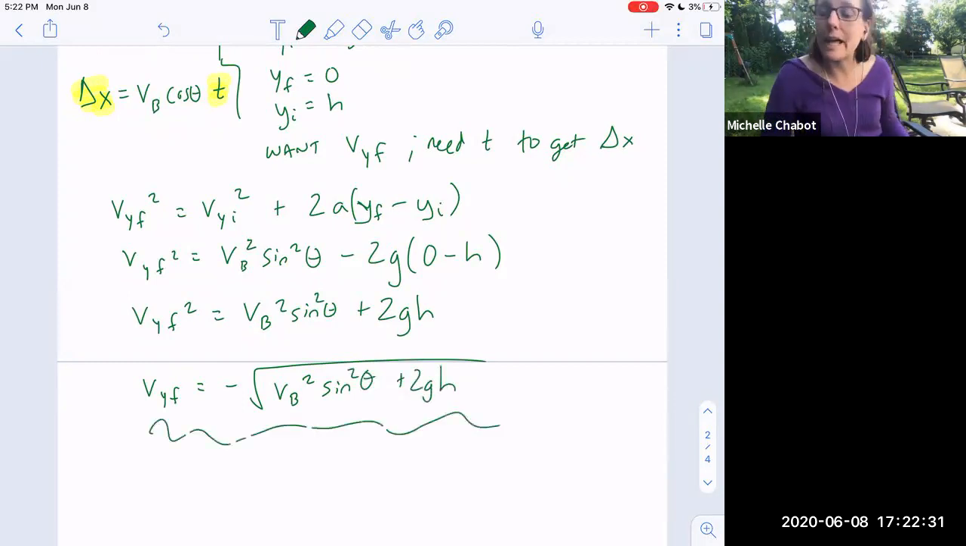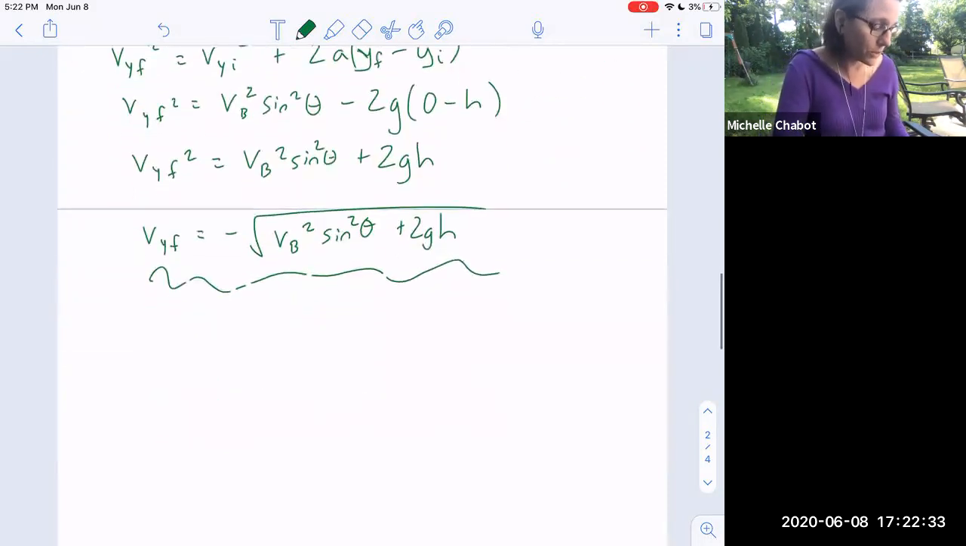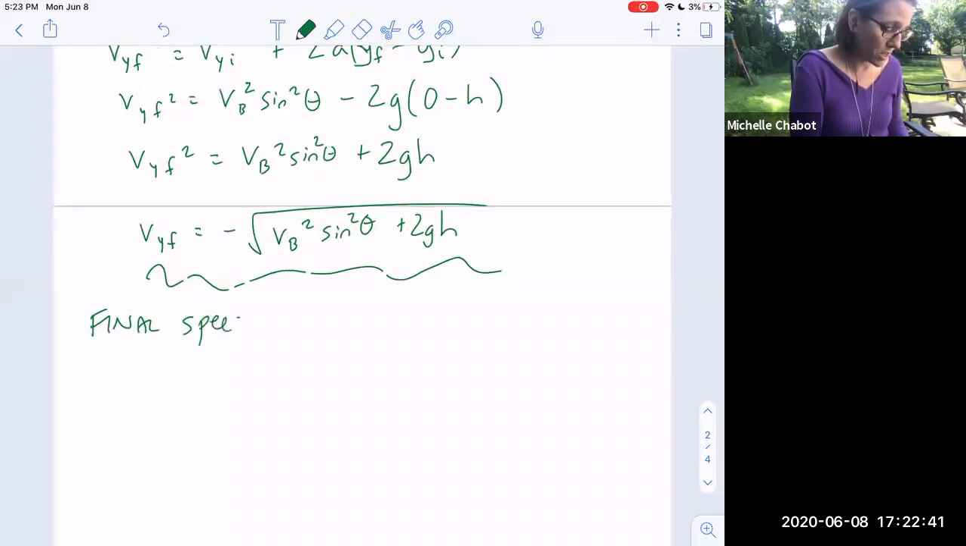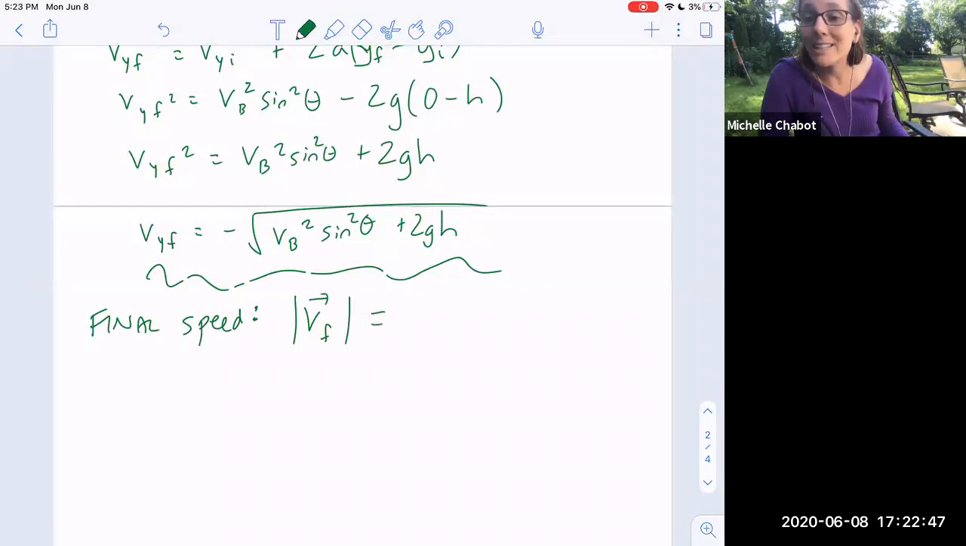I'm going to put a squiggly line under that. It's not yet my end result. And so now I have a couple things I can do. First, let's just get the final speed, because that was one of our key results. Final speed, remember, would be the magnitude of the final velocity vector. It's not just in the y direction or in the x direction.